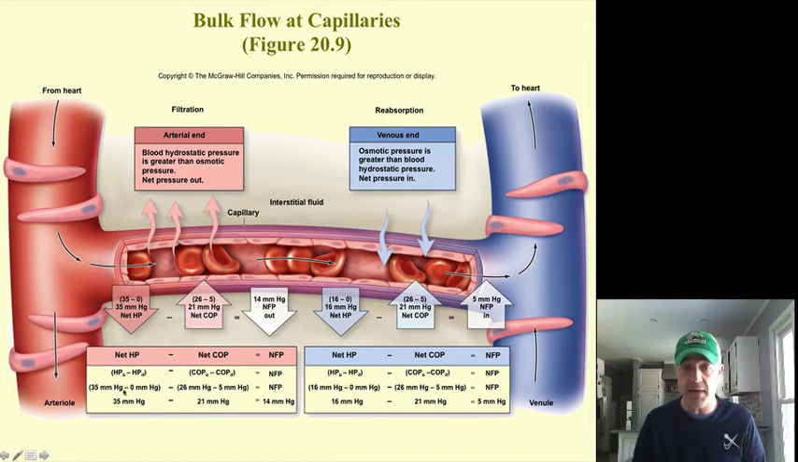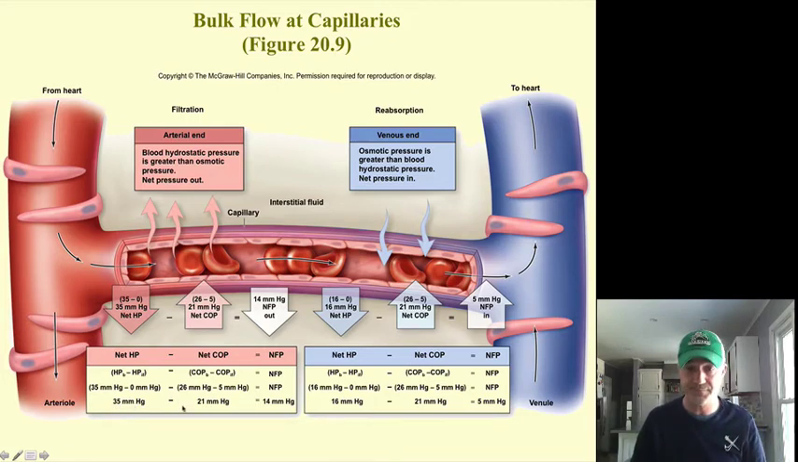If we do the math on those, the hydrostatic pressure pushing fluids out versus the hydrostatic pressure pushing fluids in, we can see the overall net hydrostatic pressure is mainly just the blood vessel hydrostatic pressure. So it's going to be about 35 millimeters of mercury pushing fluids out at that arterial end of the capillary.